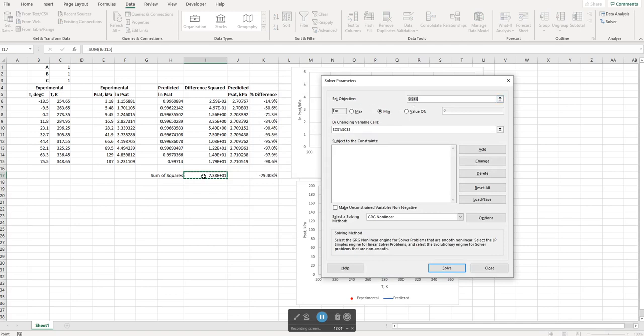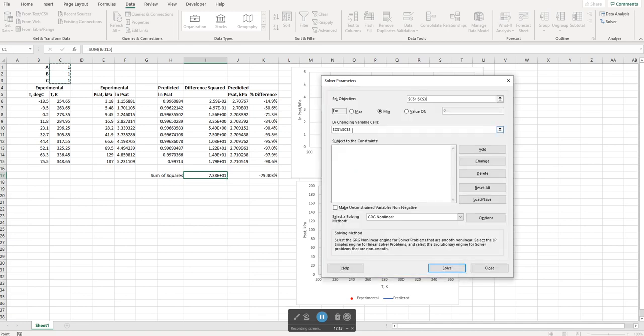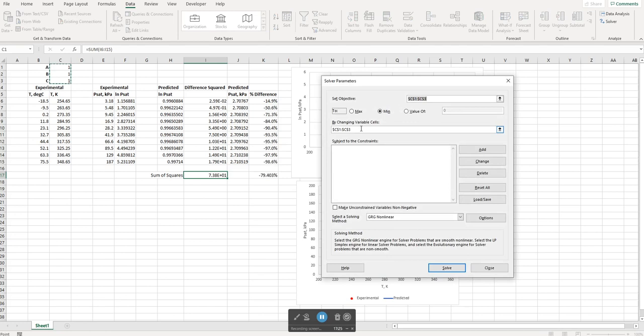Our objective, we want to minimize the sum of squares. So we click on that sum cell, and we click on minimum, and we want to do that by changing these three A, B, and C values. Once we have that, then we hit solve. Hit the solve button. Whoops. I accidentally changed that. So make sure that's right. Okay. So now we can hit solve.